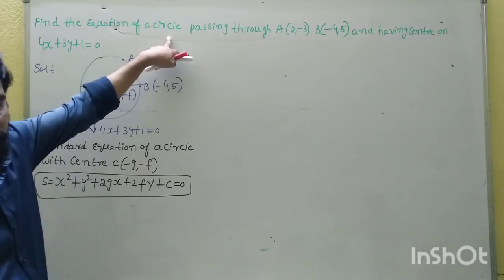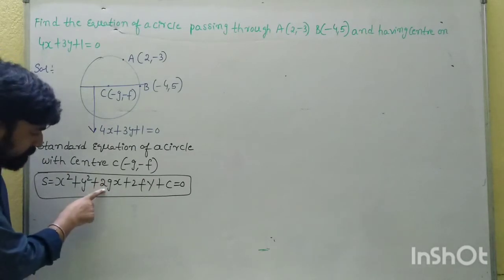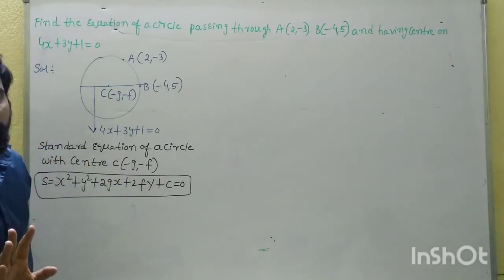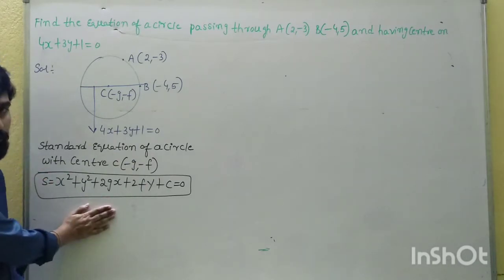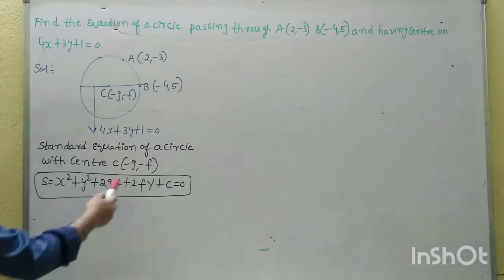What they ask, we need to find the circle equation. So after finding G value, F value, C value, we will substitute in this equation, then we will get the required equation of a circle.